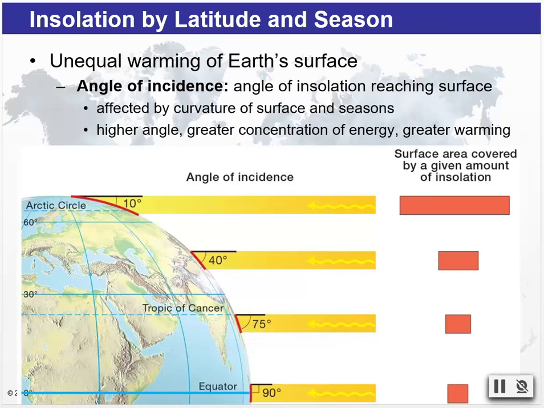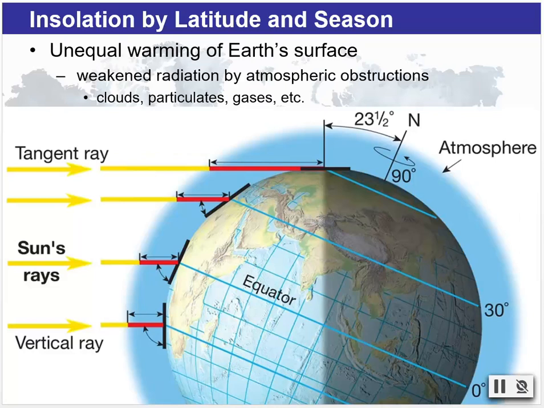So how does this angle of incidence impact how energy gets distributed on Earth? Well, there's an unequal warming on Earth's surface. Not only is the amount of insolation, or the intensity of the insolation, impacted by the angle that the sun's rays are hitting Earth, but there are also things in the atmosphere, including clouds, particles, and gases, that may weaken the amount of insolation that is actually getting to Earth's surface in order to create heat.